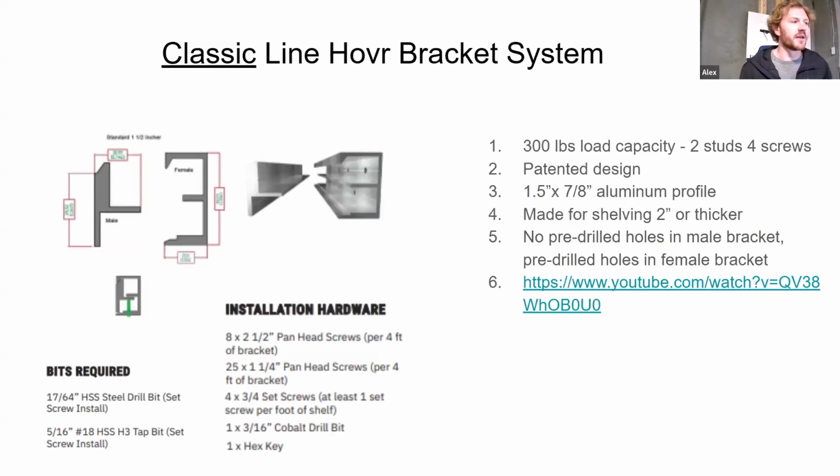All our brackets are patented. This one's a 1.5 inch by 7/8 inch aluminum profile. So you do want to make sure your shelf is at least 1 and 6/8 inches thick to accommodate the hidden bracket there. You can do it unhidden as well, but anyways, yeah.